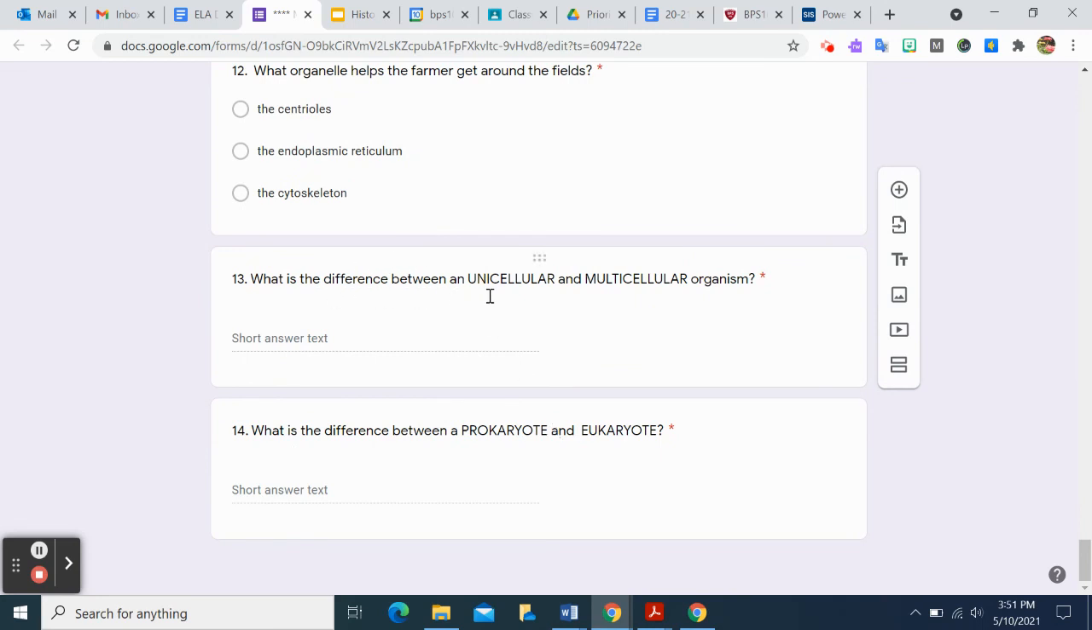What is the difference between a unicellular and multicellular organism? Unicellular, multicellular. Remember, uni means one, multi means many. What is the difference?